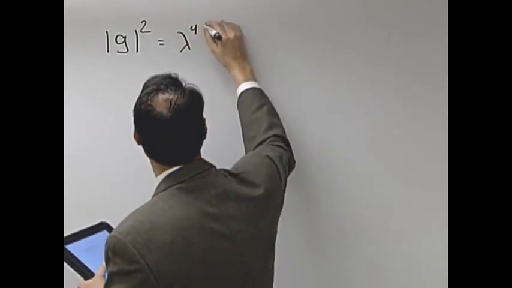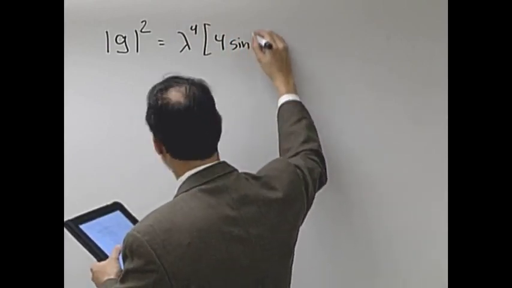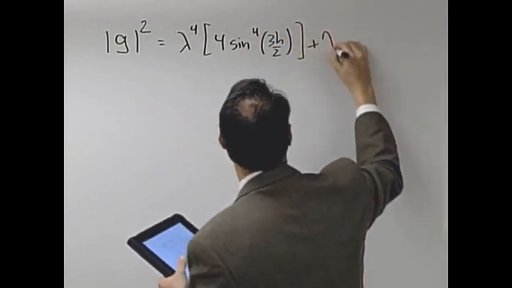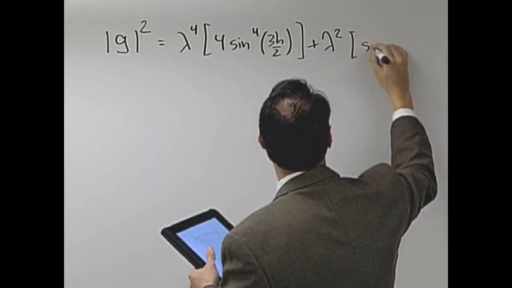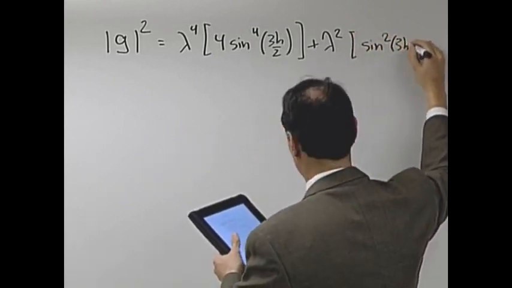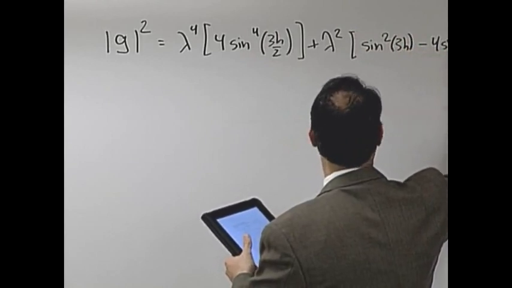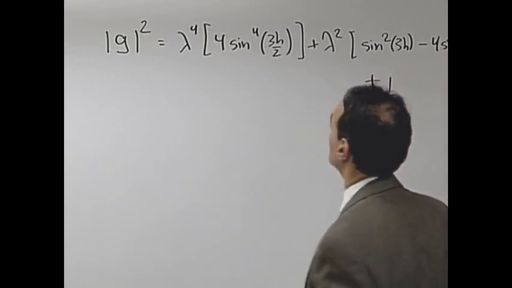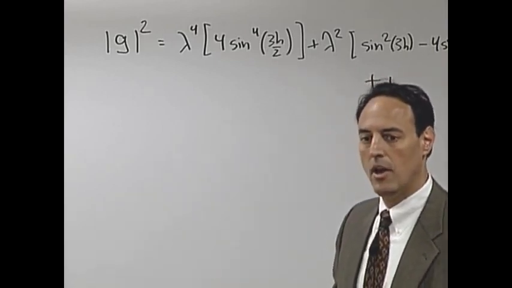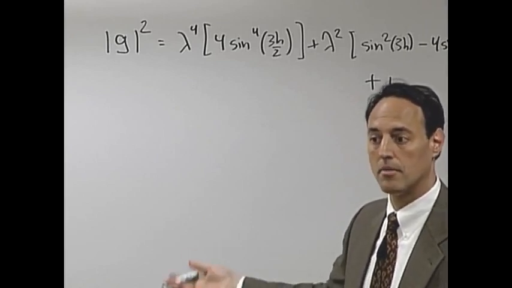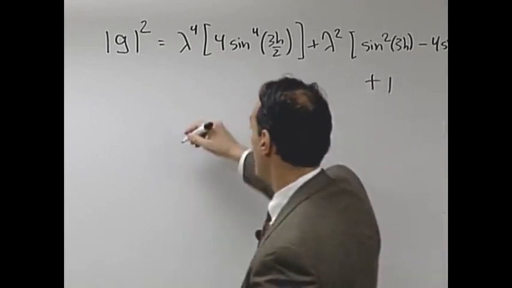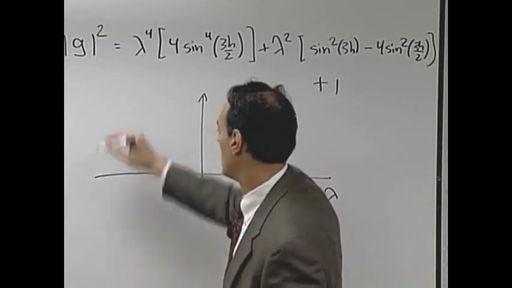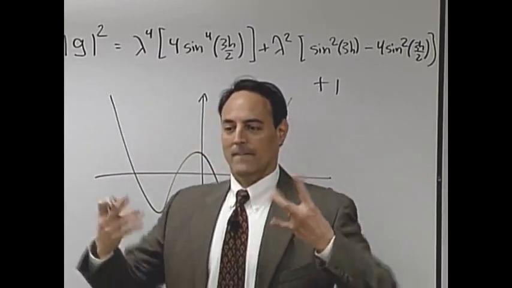Lambda to the 4th, 4 sine 4th zeta h over 2 plus lambda squared sine squared zeta h minus 4 sine squared zeta h over 2 plus 1. Okay. You have a 4th order polynomial in lambda. Right? This is going to be some quartic function. So, look, I can generically draw some quartic function. And of course, it looks like Husky W.